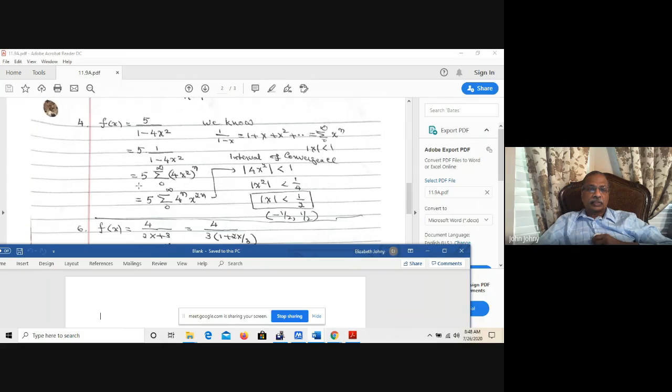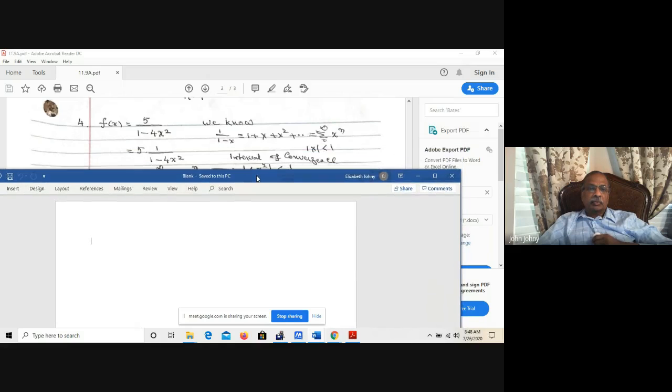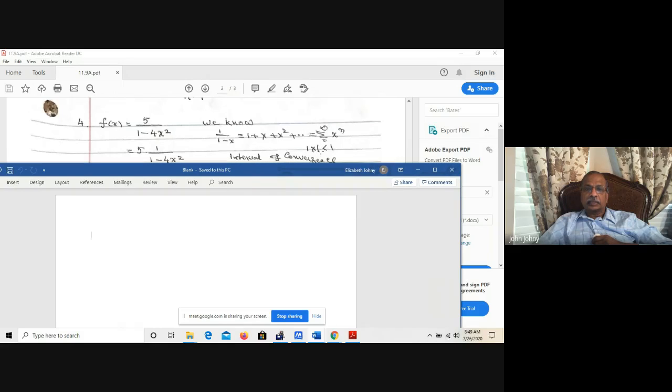And this is a question from the textbook. Number 4. f(x) is equal to 5 over 1 minus 4x squared. We know 1 over 1 minus x is 1 plus x plus x squared plus etc. That is the basic series, which is sigma 0 to infinity x to the power of n. Here the interval of convergence is absolute value of x less than 1.